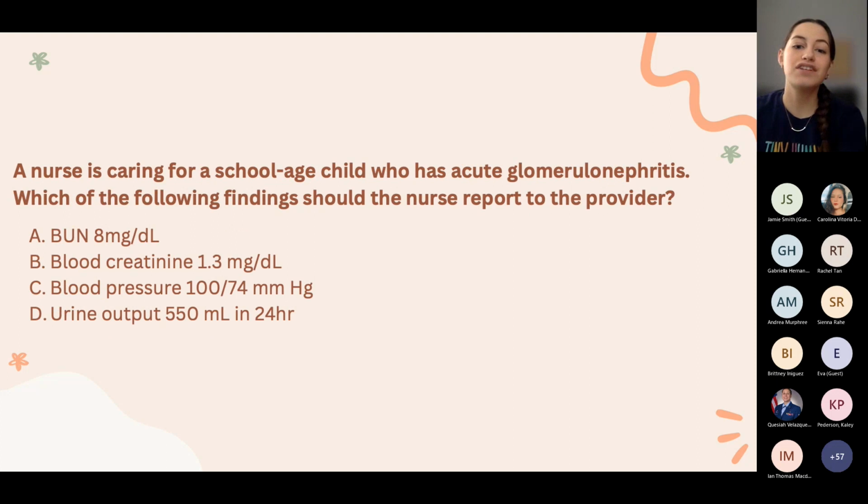All right. A nurse is caring for a school-aged child who has acute glomerulonephritis. Which of the following findings should the nurse report to the provider? A BUN of 8, a blood creatinine of 1.3, a blood pressure of 100 over 74, or a urine output of 55 or 550 mLs in 24 hours.